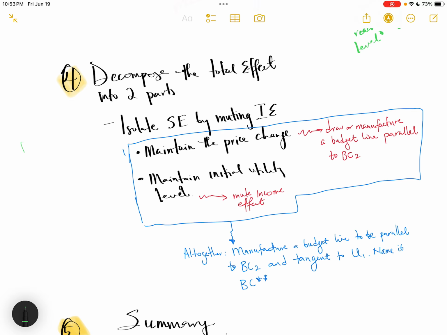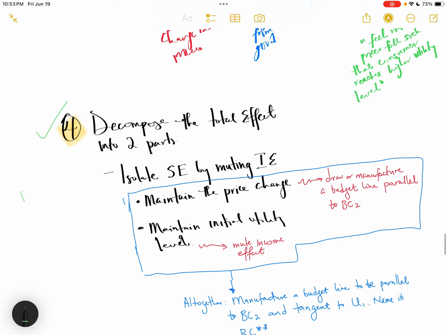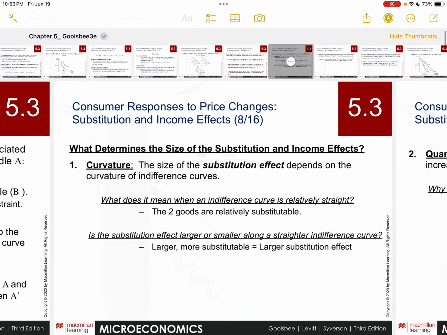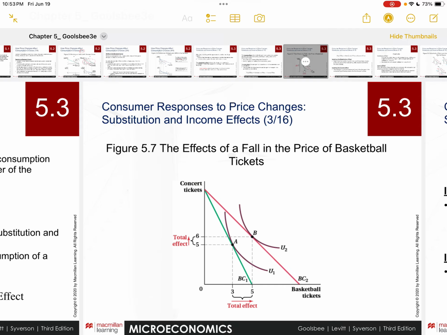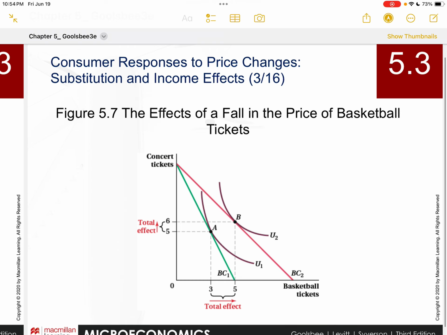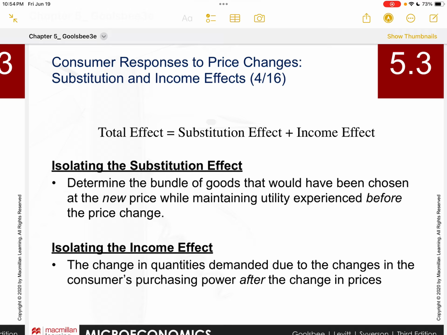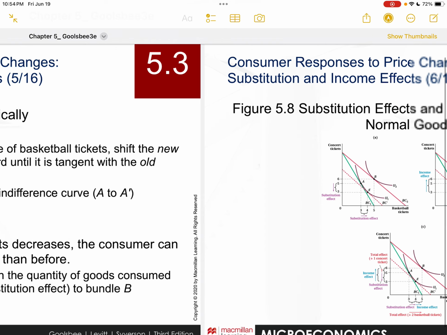All right. So we've just done that. Okay, I'm going to take you through the slides. Let's go all the way to 5.3. All right, so in the slides, here is the total effect. They have different numbers. They do talk about isolating the substitution and income effect, just as I did. And they show that graphically. They use different notation, but they show that graphically. And so you can follow this.